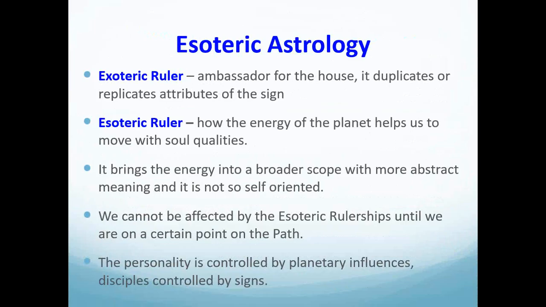The esoteric ruler is how the energy of the planet helps us to move towards soul qualities. So going back to Aries, the exoteric ruler is Mars. And many of you already know that Mars is the god of war. It represents aggression, force, motivation to move forward, drive, all those qualities. That's the exoteric ruler. Now, the esoteric ruler is Mercury.